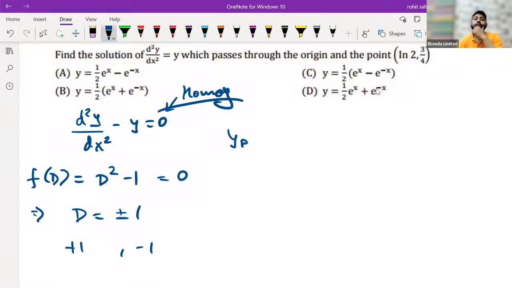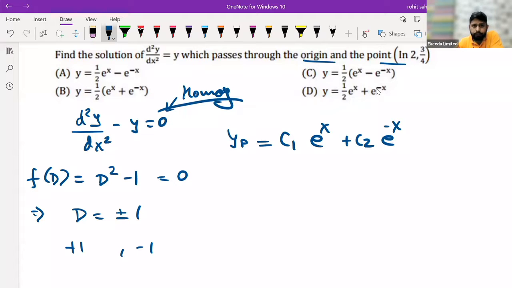Homogeneous है. So the solution which you can get is c1 e to the power of x, है ना, and c2 e to the power of minus x. यही दोनों आने चाहिए. x और minus x ही आएगा. Now there are two conditions which you have to put. It passes through origin and the point this.